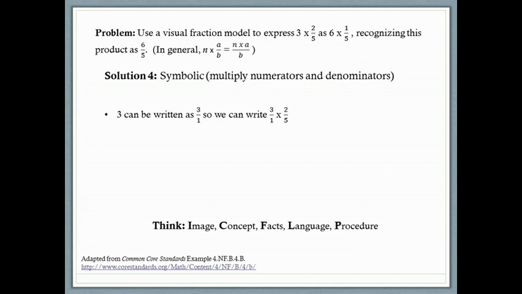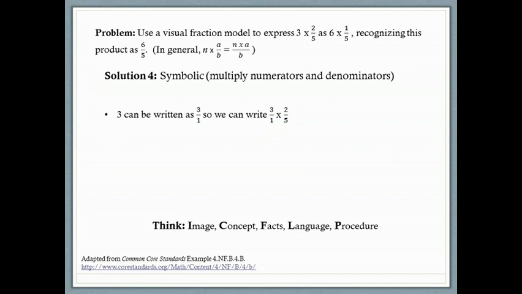So finally, we'll talk about the most abstract approach, the most symbolic, where we can look at multiplying a whole number by a fraction as simply the same procedure. Now we're going to focus on the procedure of multiplying the numerators and denominators of fractions together. So we notice that the whole number 3 can be written as 3 over 1. So the multiplication that we want to do is the same as 3 over 1 times 2 over 5.